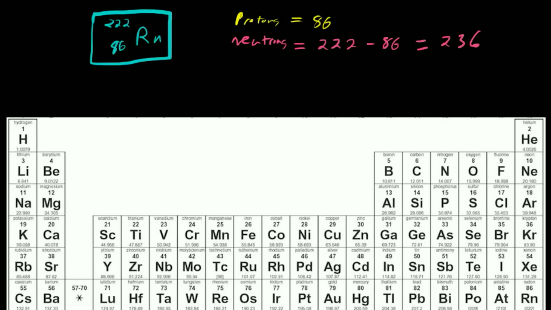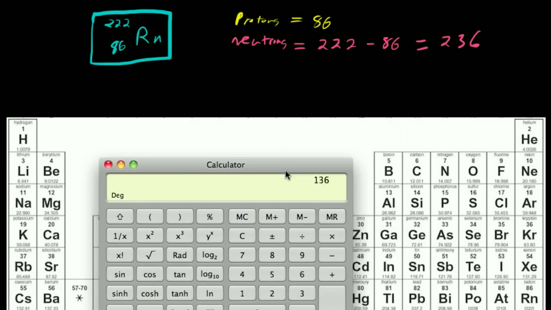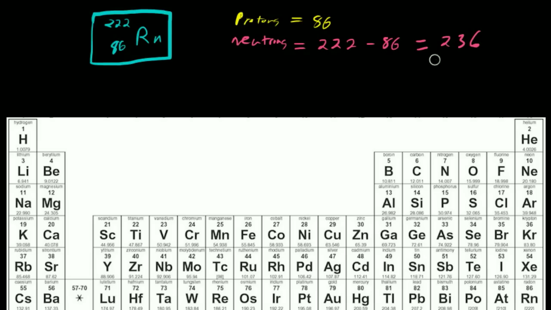Let me actually just double check that. I'll get out my calculator just because I don't want to be misleading you. So we're just going to have 222 minus 86. That's 136. I was off by 100. Sorry about that. And you'll have a calculator on this exam, so you shouldn't make any arithmetic mistakes like that.